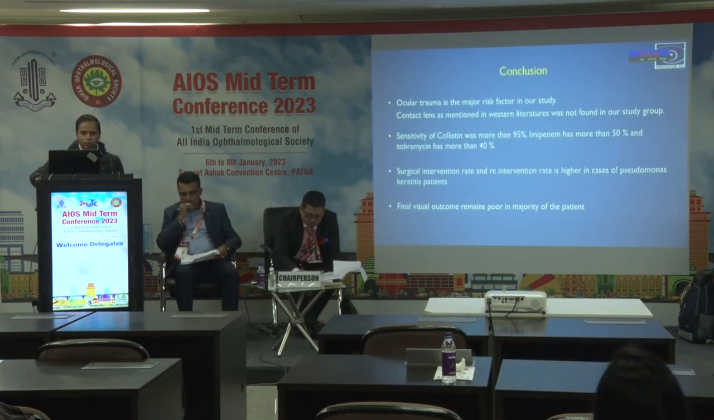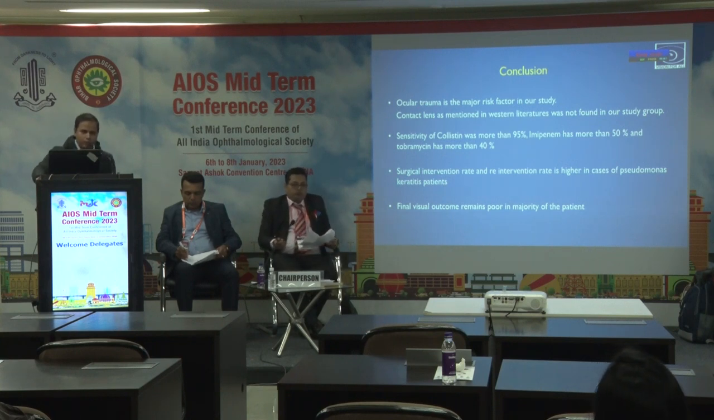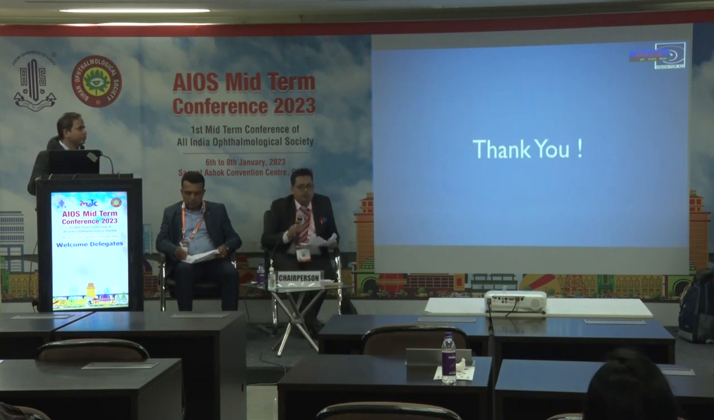Conclusion: ocular trauma is the major risk factor in our study. Contact lens, as mentioned in Western literature, was not found in our study. Sensitivity of colistin was more than 95%. Imipenem has more than 50% sensitivity, and tobramycin had more than 40% sensitivity. Surgical intervention rate and re-intervention rate are higher in cases of Pseudomonas keratitis patients. Final visual outcome was poorer. Thank you.